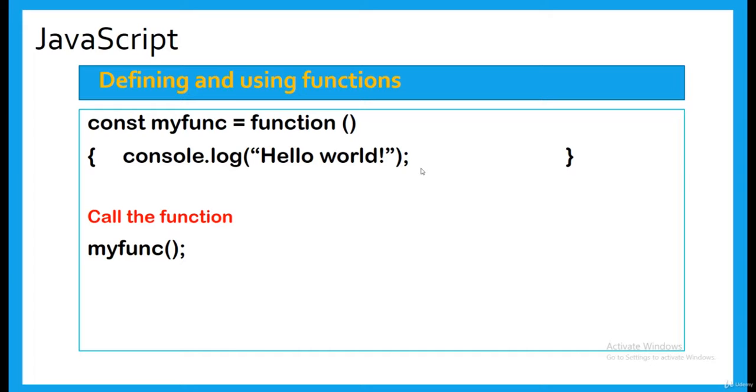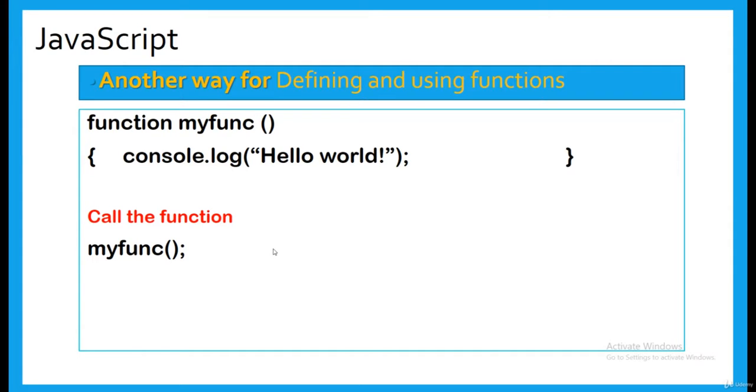Alright, but how can you call this function? Here it is the same. I'm calling my function by telling it, hey, myFunction. So right now I call my function only one time, so it will display on screen just one time hello world. If I call myFunction twice, it will say hello world twice, and so on.